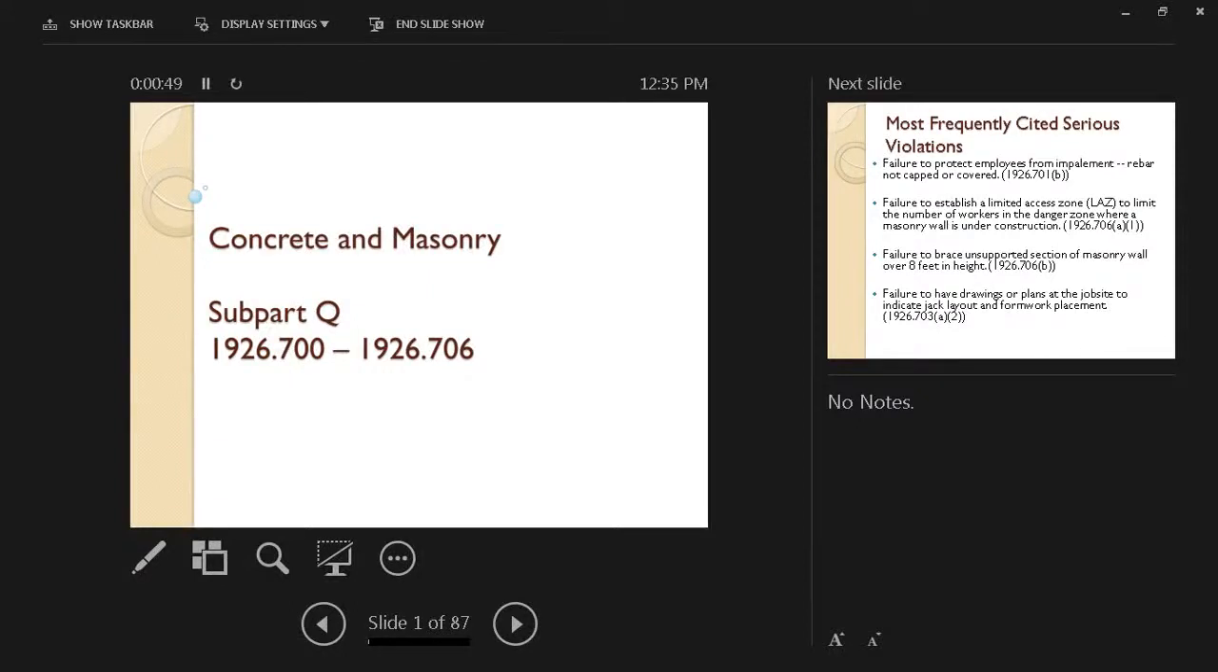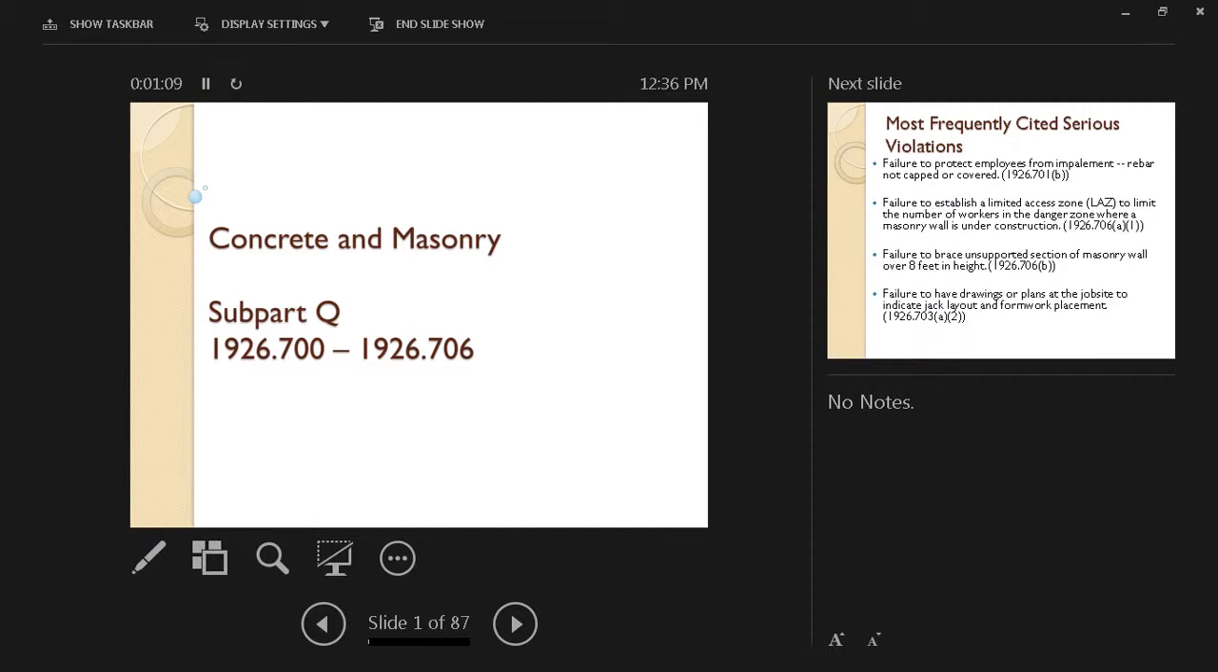Hello and welcome to another lecture on integrity on construction safety. Today we're going to talk about concrete and masonry safety. This is a long lecture, so we're going to divide it into two parts. One part is going to talk about concrete and the other part is going to talk about masonry. So what do we need to know about concrete and masonry?